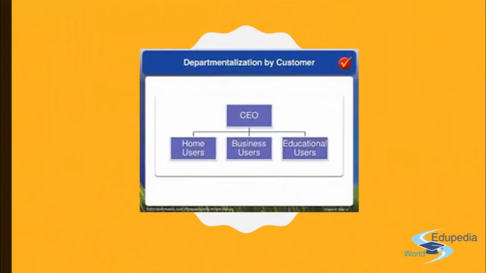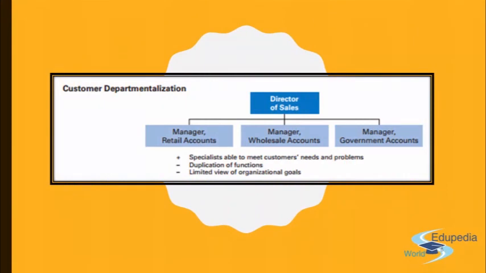Another example, we have CEO home users, CEO business users and CEO educational users based on the customer departmentalization. Another example, Director of Sales, we have manager retail accounts to handle the customers, manager wholesale accounts for the wholesale accounts customers and manager government accounts for the government accounts customers.